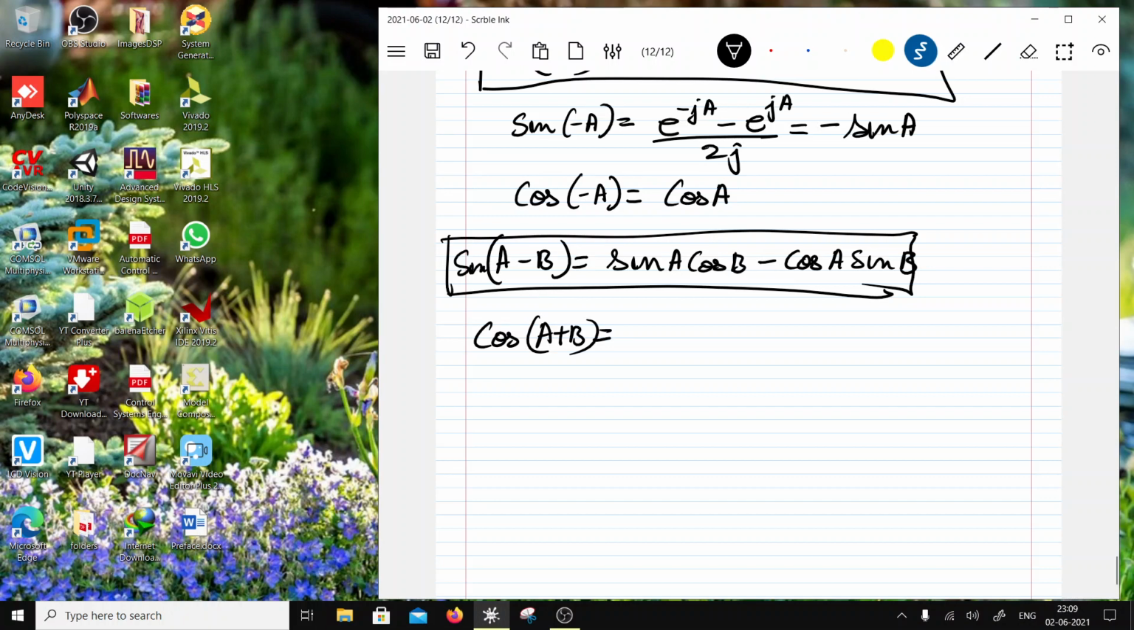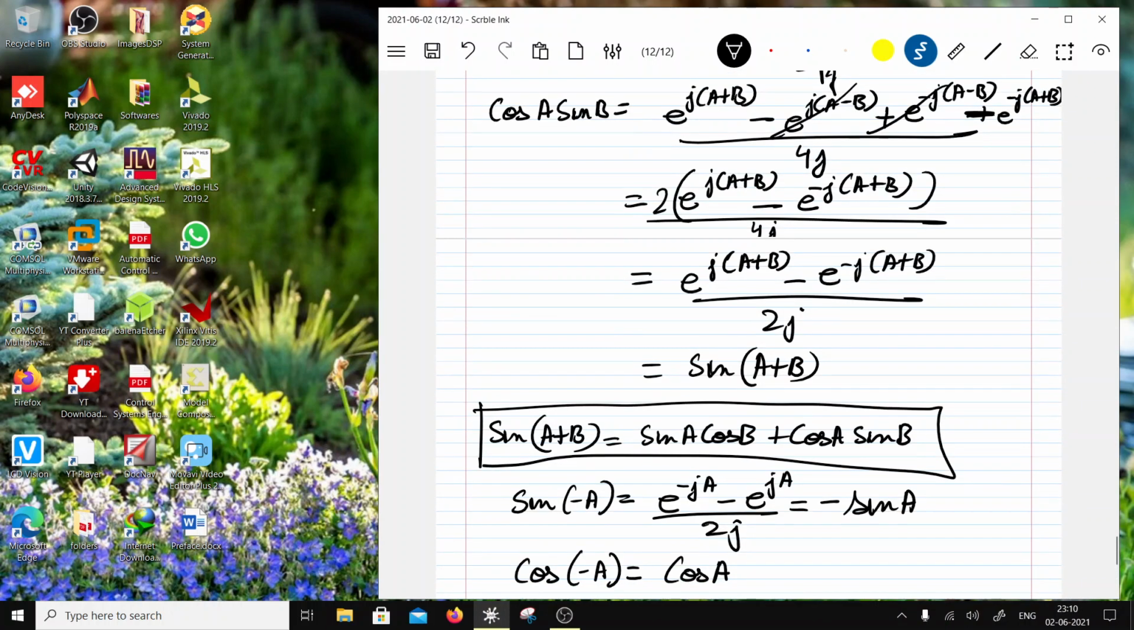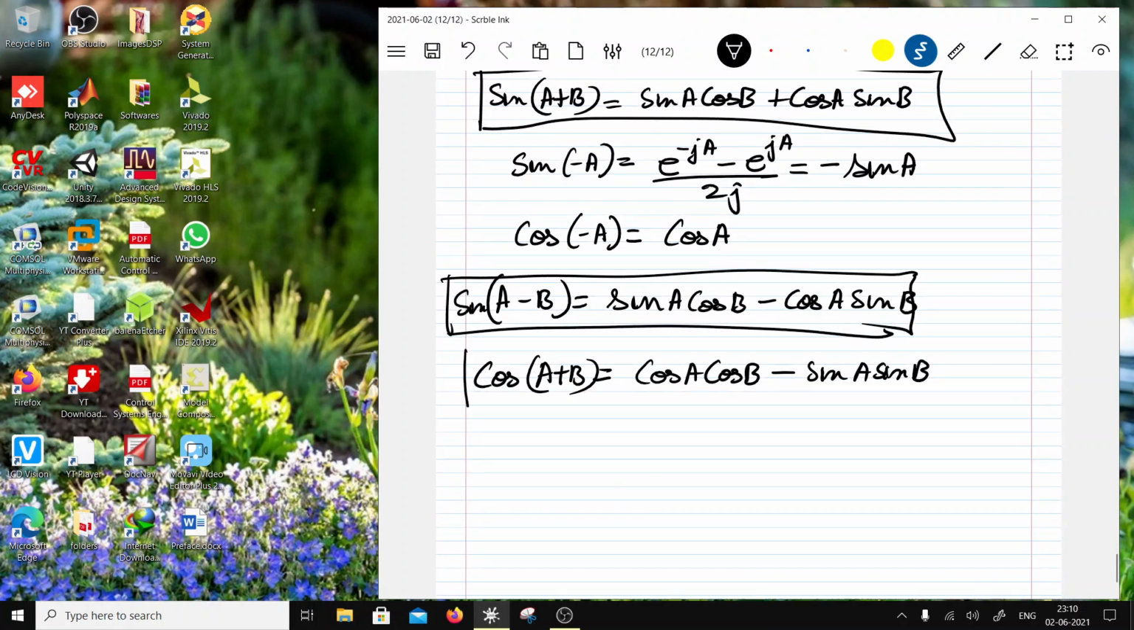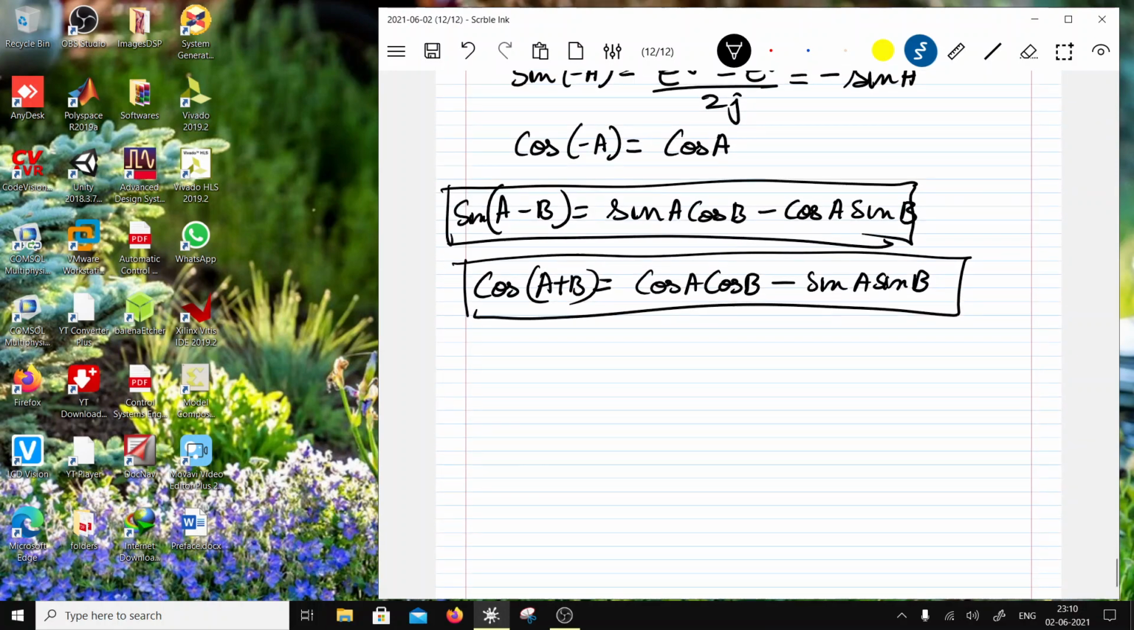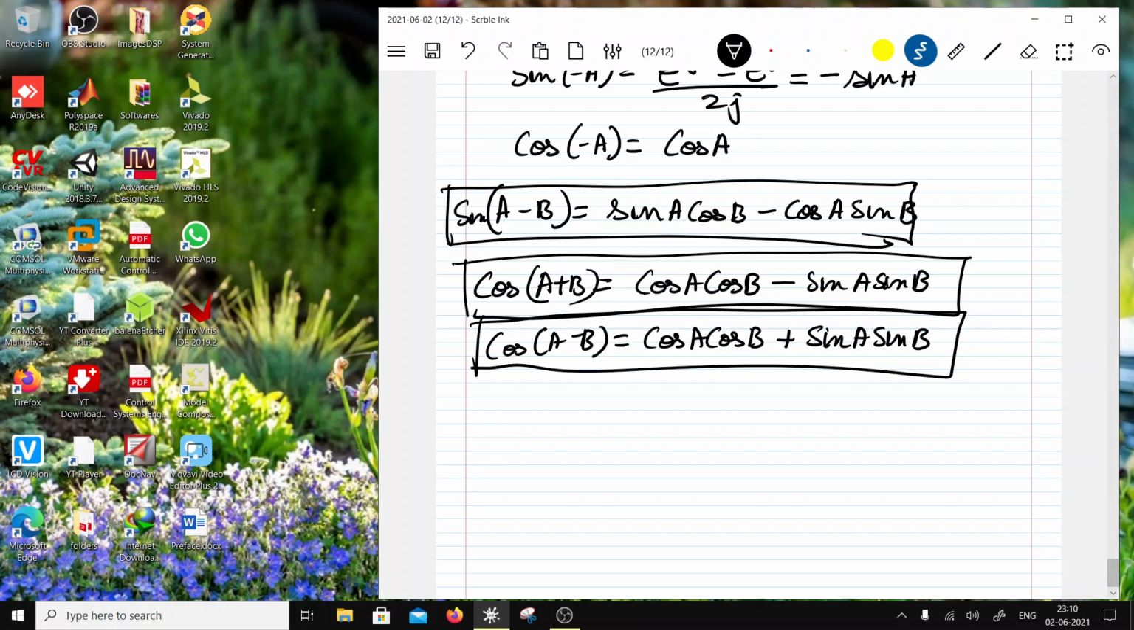So that is going to be cos of a plus b is cos a cos b minus sine a sine b. And I can prove similarly by substituting like this. I can prove this. And then I have got cos of a minus b is going to be cos a cos b plus, because it is minus b, sine a sine b. Okay, so these 4 things are proven now.